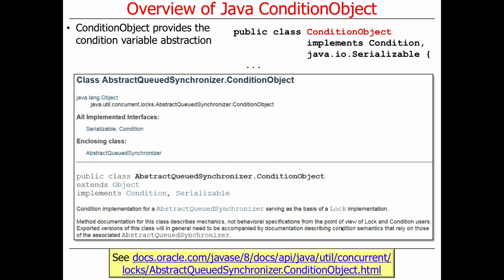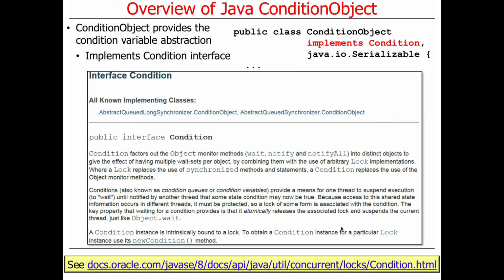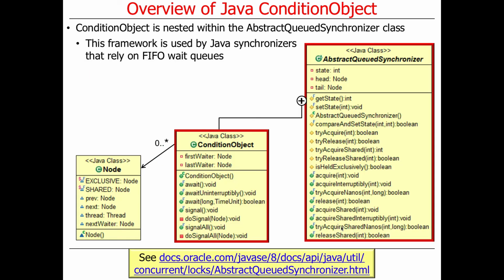Okay, so what is a condition object? A condition object is basically the class in Java that provides the realization of the condition variable abstraction that we talked about. So you can see Java condition object is a class. Java condition object implements the condition interface. And if you read the interface description for condition, it talks about what these things are. It's always worth reading the documentation. As you get more comfortable with it, it'll make more sense.